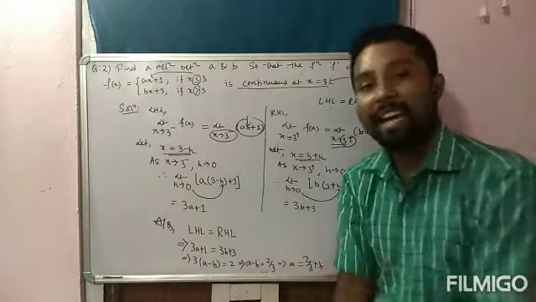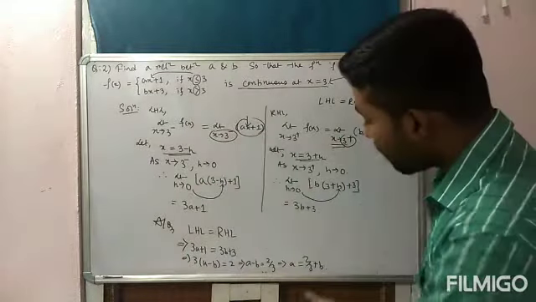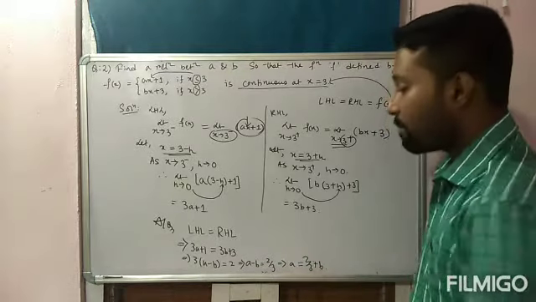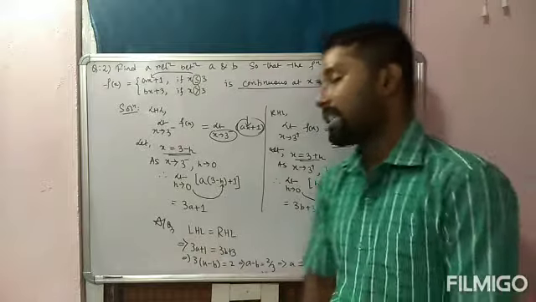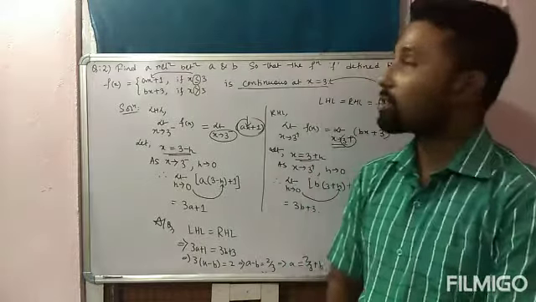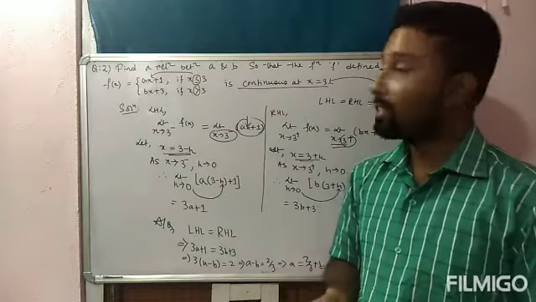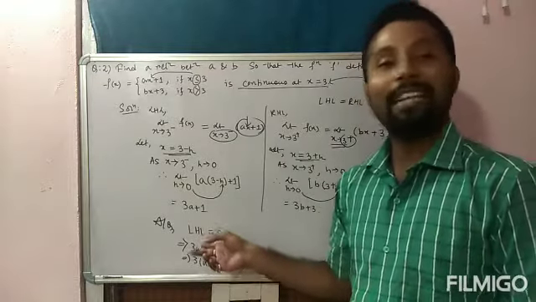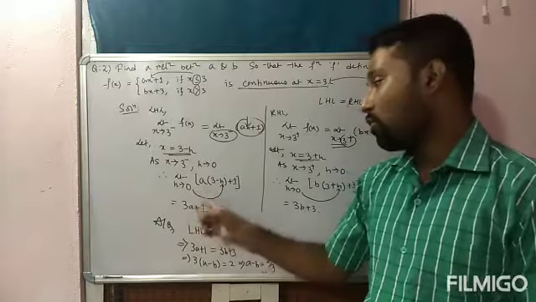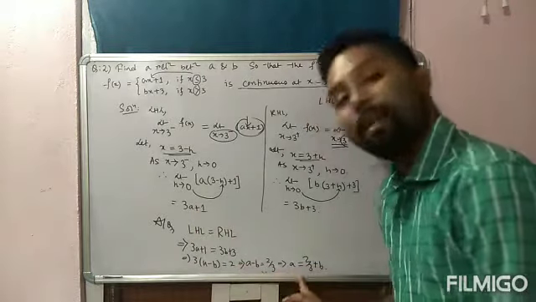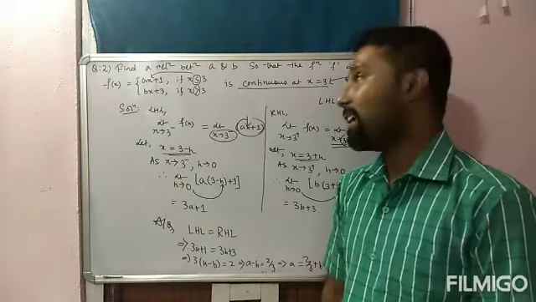According to the question given, the relation of a and b is this: a is equal to 2 by 3 plus b, because left hand limit is equal to right hand limit. According to our question, it is always continuous. Since it is always continuous, clearly we can write LHL is equal to RHL. So we put the values of LHL and RHL, and after putting them we got this relation. So this is the required relation.